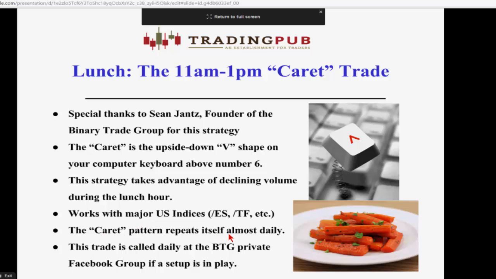So this is a strategy that repeats itself a lot. Sometimes it's almost daily. And on Sean's website, which is Binary Trade Group, he also has a Facebook page where he details that strategy. He diagrams it, and you can actually follow that strategy and watch it working if that setup is in play.